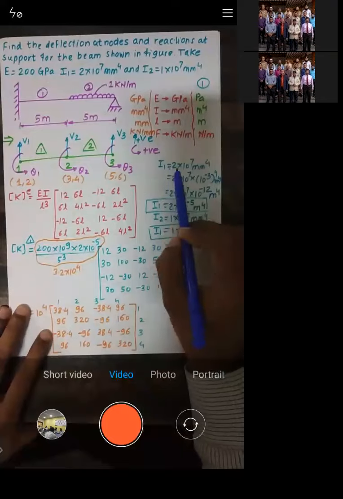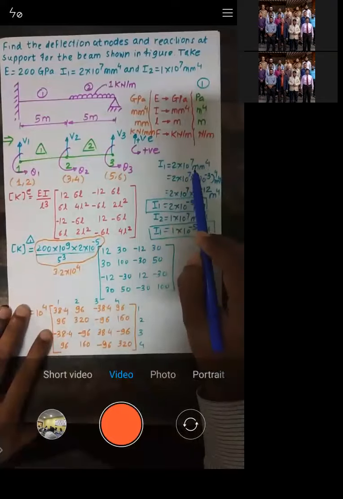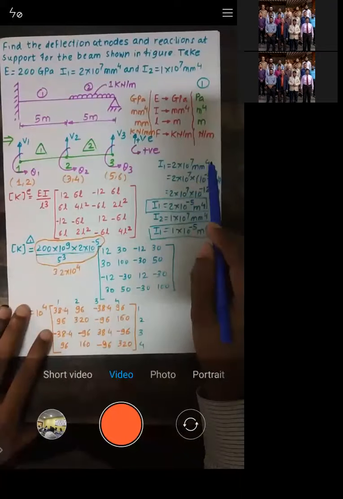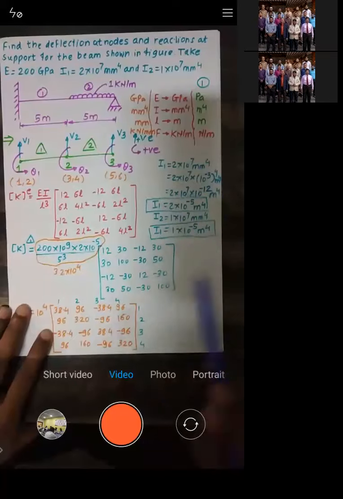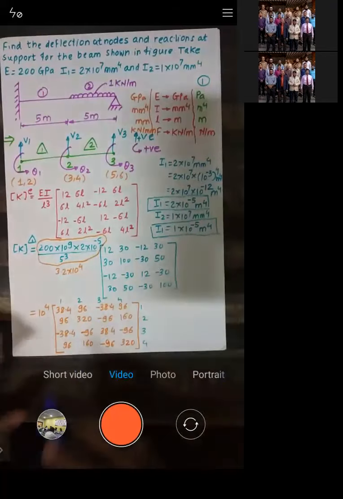In order to convert mm raised to power 4, how do we convert mm to meter? Multiply by 10 raised to power minus 3, and it's fourth power. So this becomes 10 raised to power minus 12. So we got this value in meter raised to power 4, right? So these units we have converted.